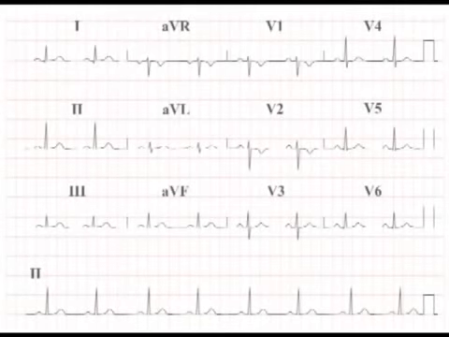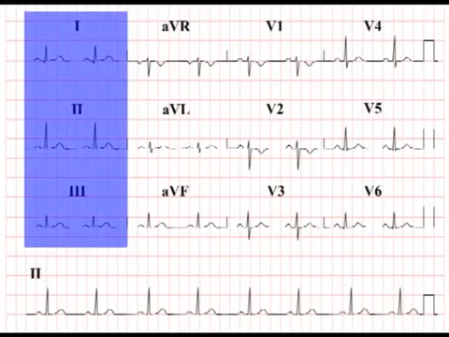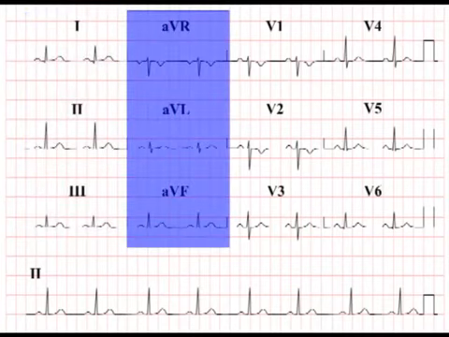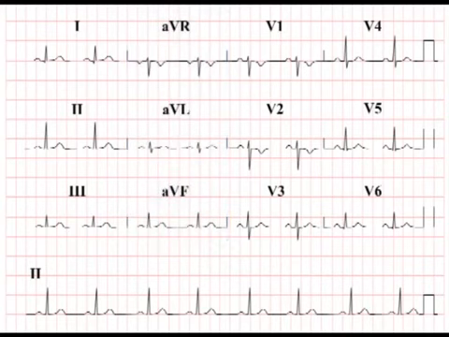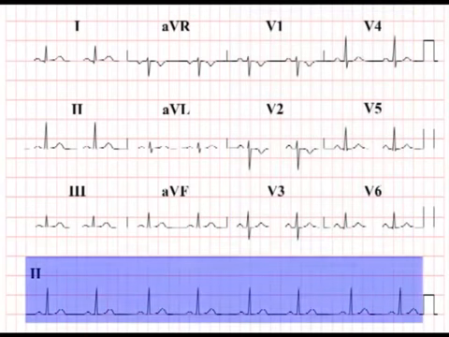Here we have a normal 12-lead ECG showing a recording of 2 beats from leads 1, 2 and 3, 2 beats from leads AVR, AVL and AVF, and 2 beats from each of the chest leads, with a long run of recording from lead 2 at the bottom of the readout, the rhythm strip.